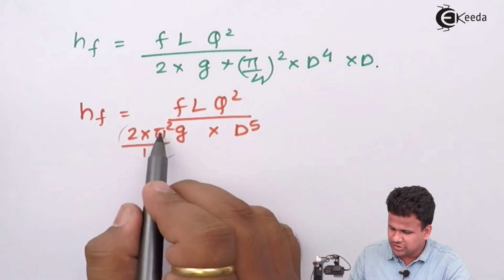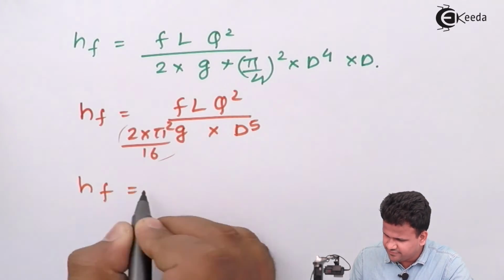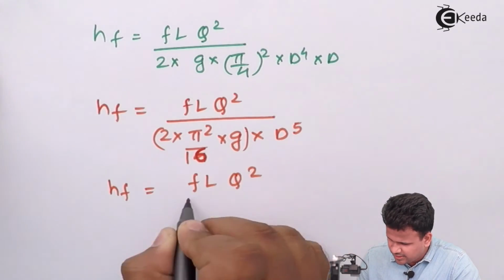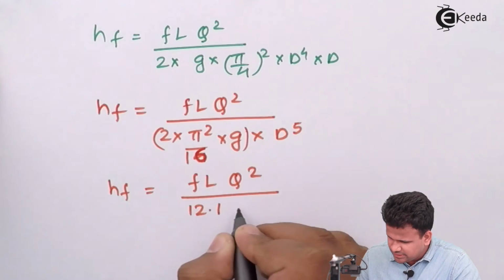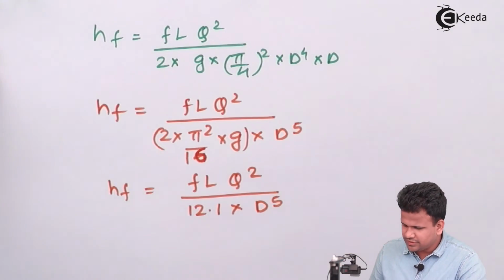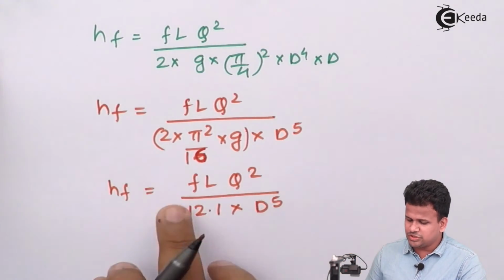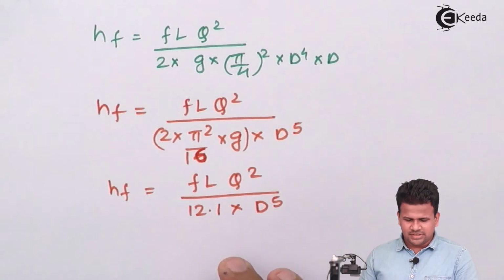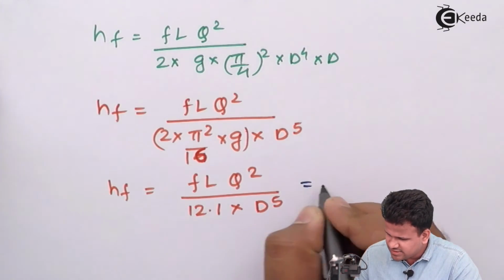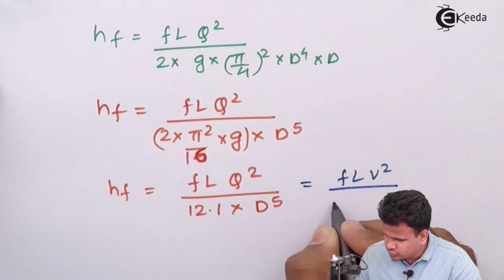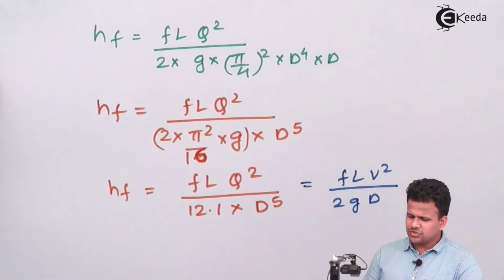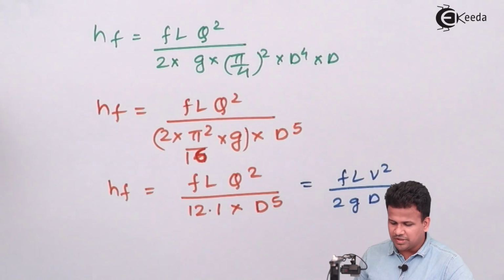Now this value is constant, so this part will be constant, and this is f L Q square upon 12.1 into d raised to 5. So this is the head loss due to friction in terms of flow rate, whereas the previous equation, which consisted of velocity, given as f L V square upon 2gD, is the head loss in terms of velocity. So either of them we can use for solving problems.